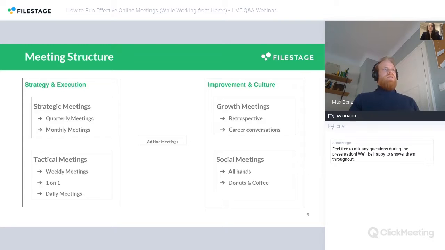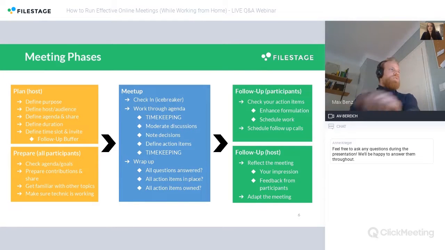Okay, jumping from the meeting structure into the meeting phases. The basic idea of these meeting phases is, in my experience, this kind of phases you will find in each kind of meeting. Doesn't matter if it's a strategy meeting, an execution meeting, tactical meeting, or a cultural meeting. Maybe you can skip some parts depending on the meeting. But if you go through this list and make sure that all this is defined, from my experience, we're in a pretty good state of having a really efficient meeting.